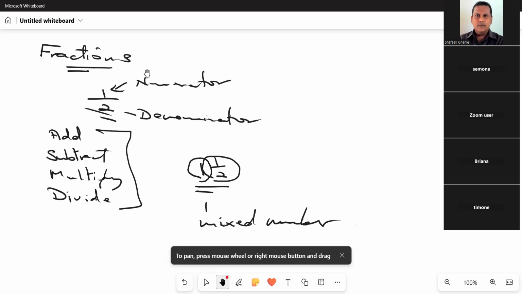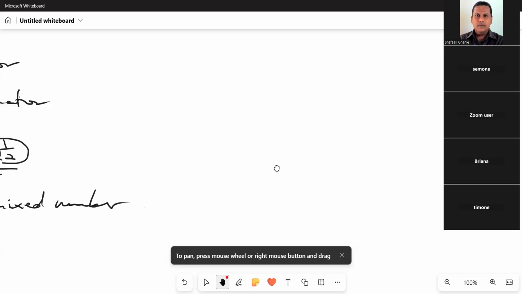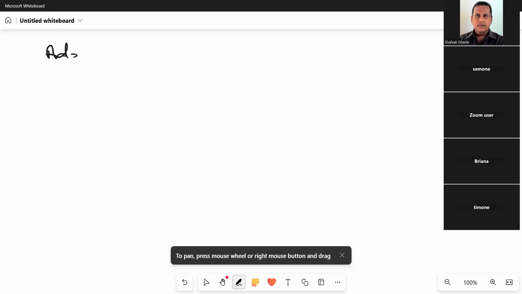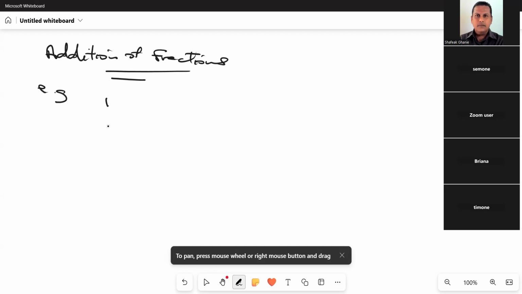So let's start with addition. Addition of fractions. Right? So let's take examples. You want to add half plus 3/4 plus, let's say, 1/3.